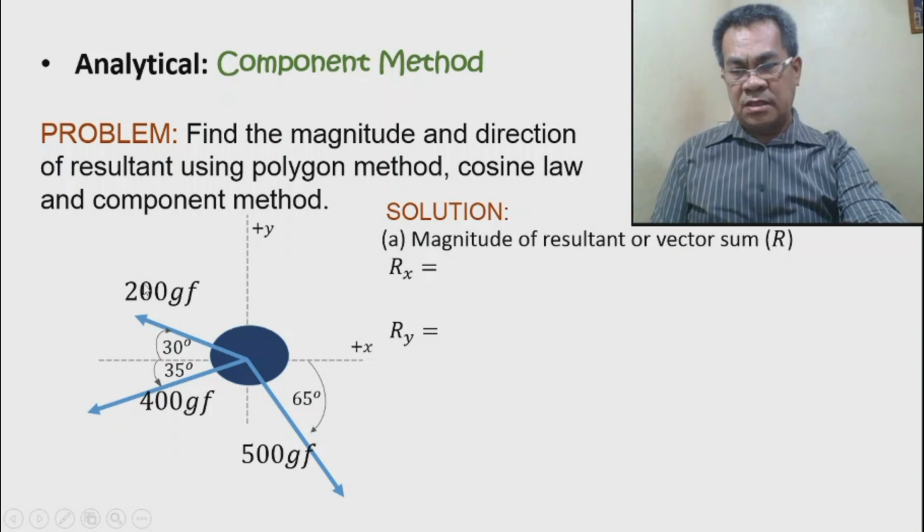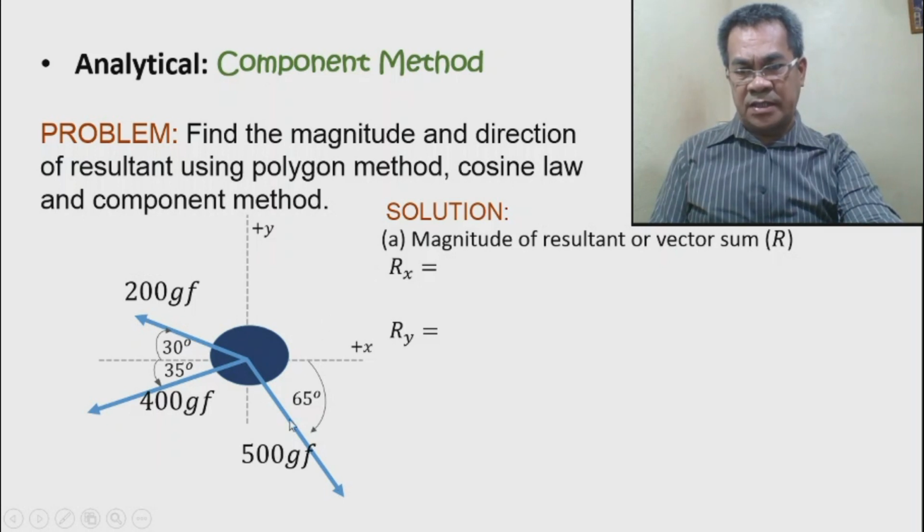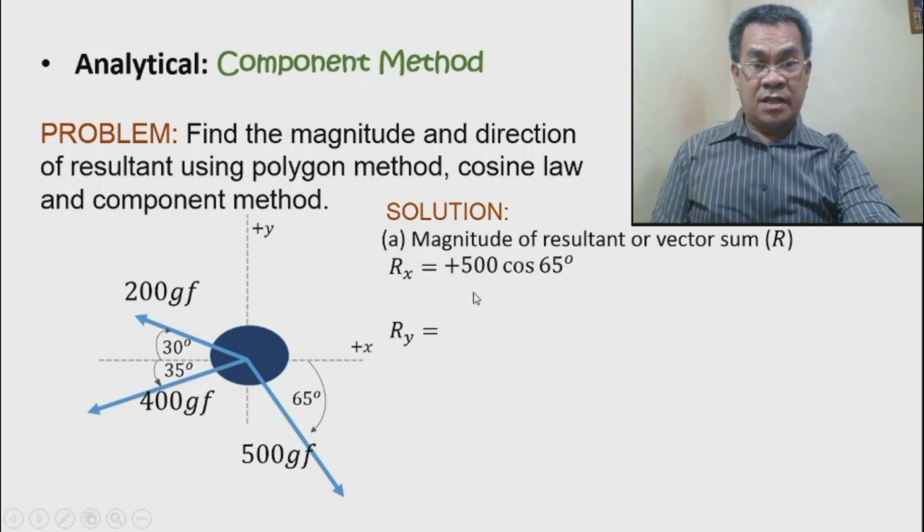Now look at this force. Take note, we are concerned only with the x component first, because we will solve for Rx. We'll start with the force of 500. The component of the 500 along x is 500 times cosine, because this is the reference angle. So it is positive, because this is towards the right.